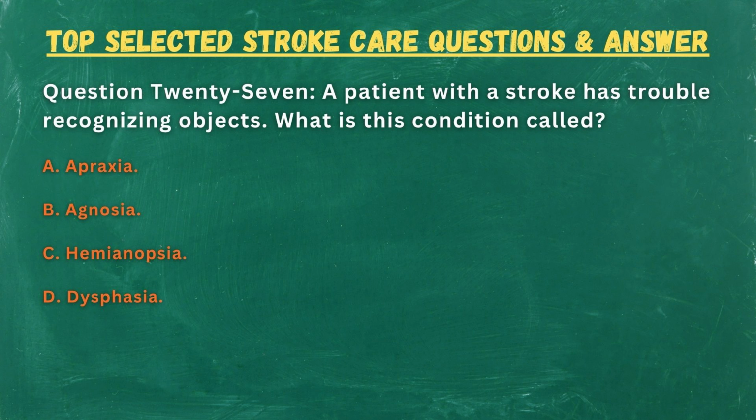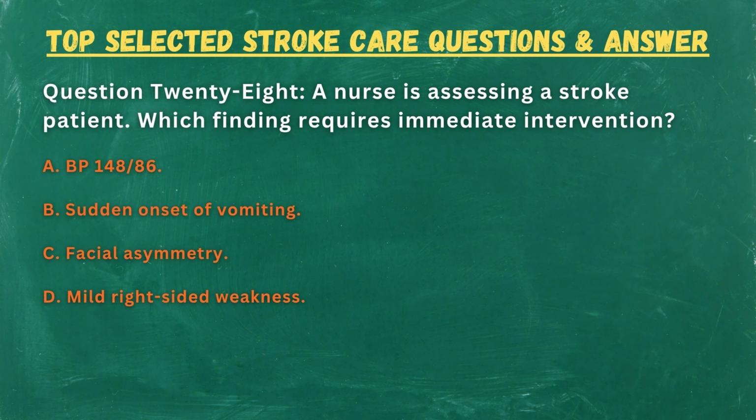Question 27. A patient with a stroke has trouble recognizing objects. What is this condition called? A. Apraxia. B. Agnosia. C. Hemianopsia. D. Dysphagia. Answer: B. Agnosia.